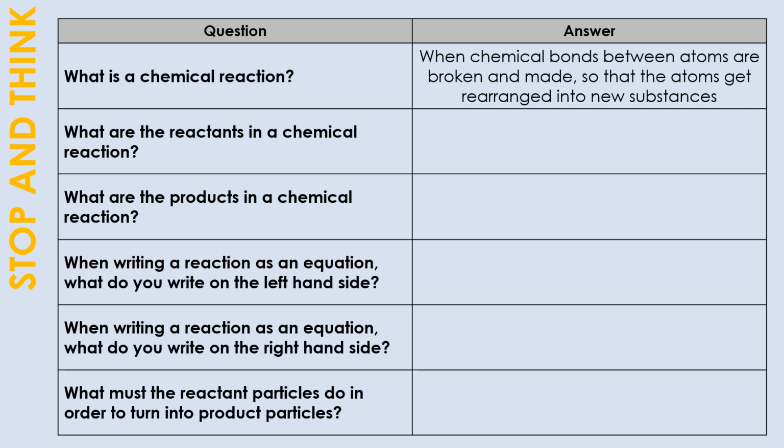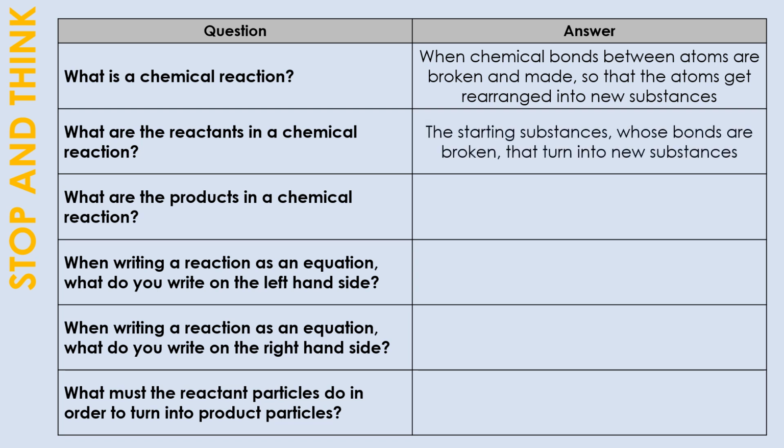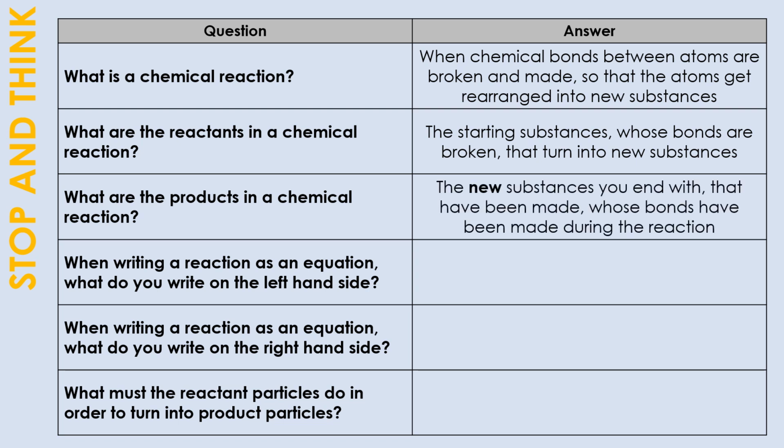So the whole idea here is that a chemical reaction is where new chemical bonds are formed so that we get new substances from those reactants. What are the reactants in a chemical reaction? They're the starting substances. The bonds are broken in these and they turn into new substances. The products in a chemical reaction, those are the new substances you end with that have been made. Those bonds have been made during the reaction in that new substance.